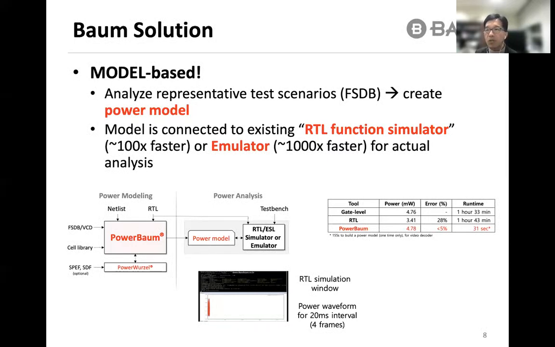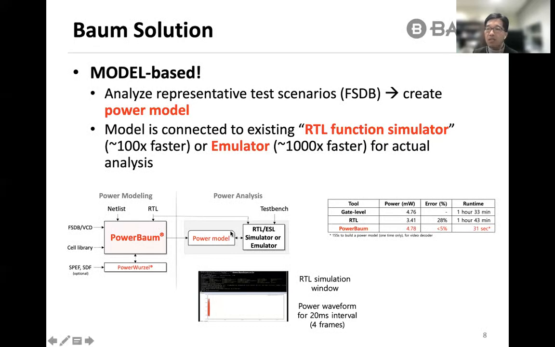Baum's solution is based on what we call a power model, and so it is completely different from simulation-based solutions in the market. As shown in this figure on the left-hand side, Baum extracts the power model from a netlist and a sample FSDB, in which the model is trained through a gate-level power analysis engine called PowerWater.